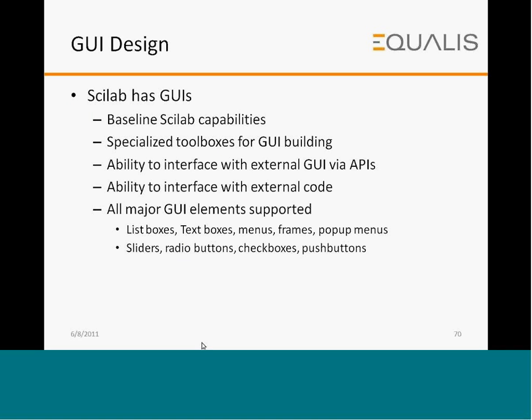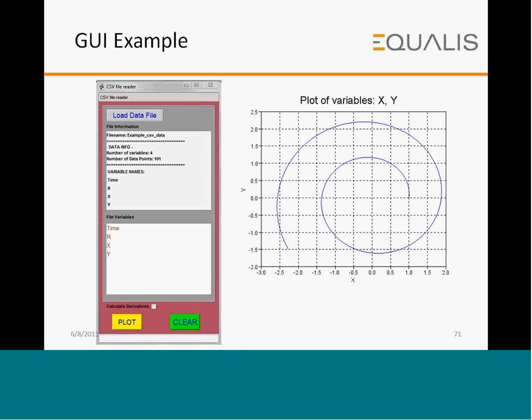Another toolbox in Scilab lets the user build a graphical user interface. Scilab has a GUI built into baseline Scilab, and there are special toolboxes for GUI building. You can interface with external GUIs via APIs, and you can interface with external code. All the major GUI elements are supported: list boxes, text boxes, menus, frames, pop-up menus, sliders, radio buttons, checkboxes, push buttons, and so on.